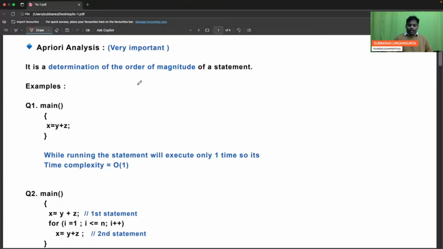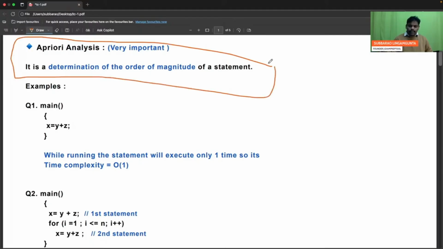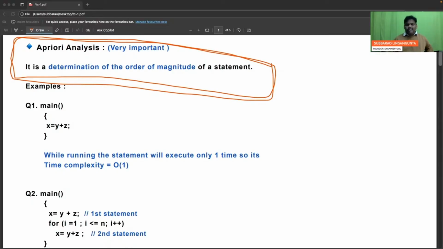Be careful. It is the a priori analysis definition. Can you see this one? A priori analysis: it is a determination of order of magnitude of a statement. It is a definition. You will get it within a few minutes. Until now examples had not started; from now onwards I am going to give examples. Do you have any observation, any doubts?